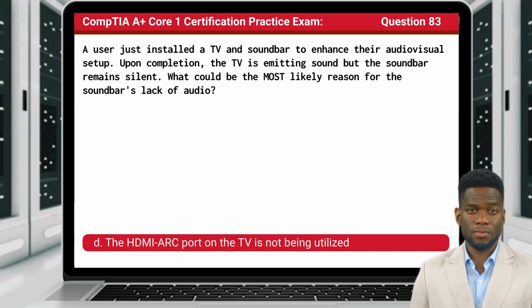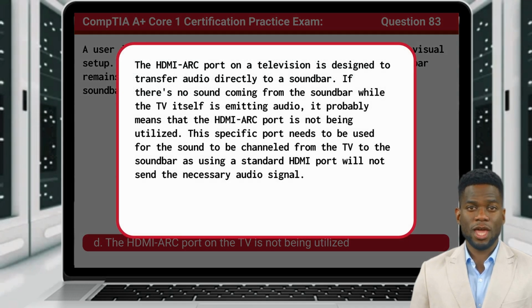The answer is D. The HDMI ARC port on the TV is not being utilized. The HDMI ARC port on a television is designed to transfer audio directly to a soundbar. If there's no sound coming from the soundbar while the TV itself is emitting audio, it probably means that the HDMI ARC port is not being utilized. This specific port needs to be used for the sound to be channeled from the TV to the soundbar, as using a standard HDMI port will not send the necessary audio signal.